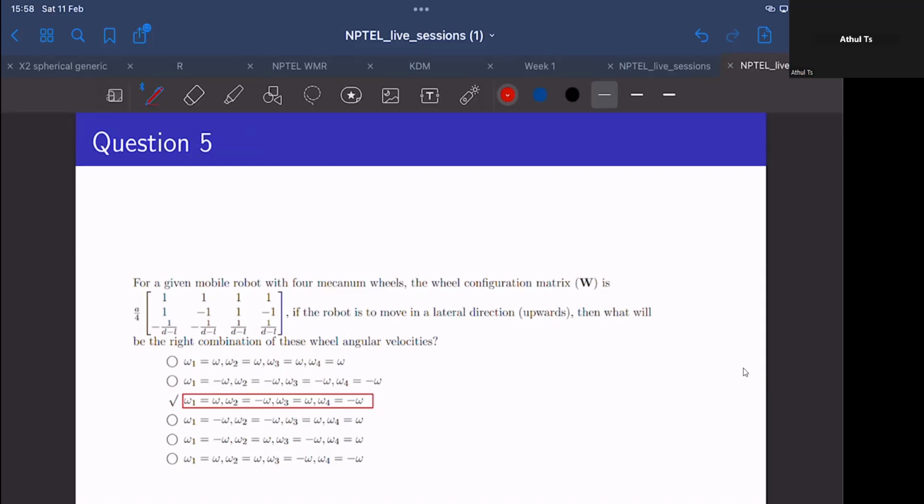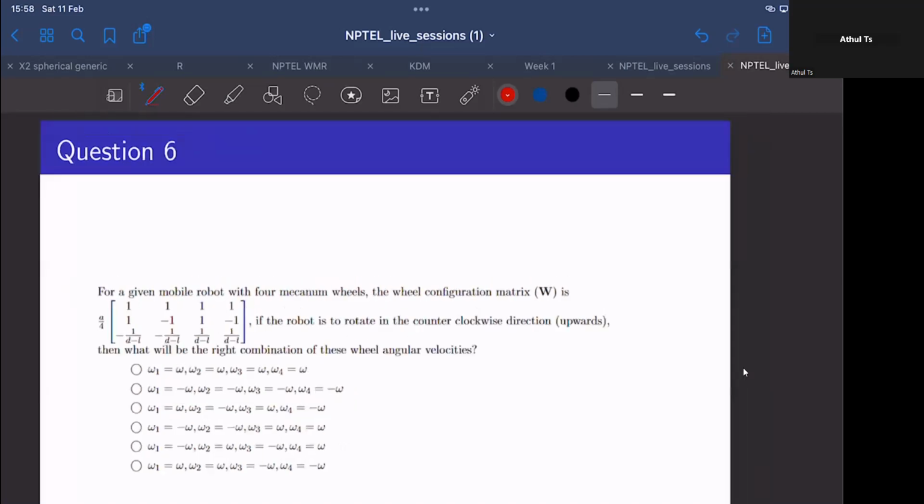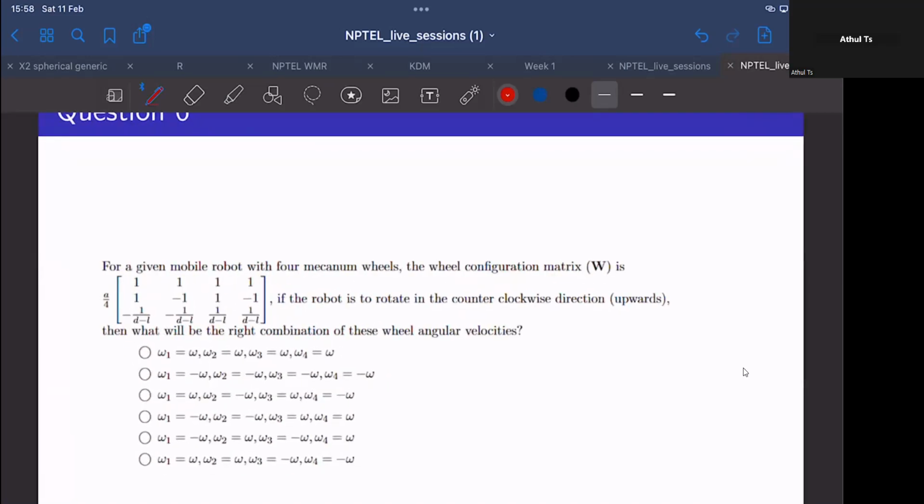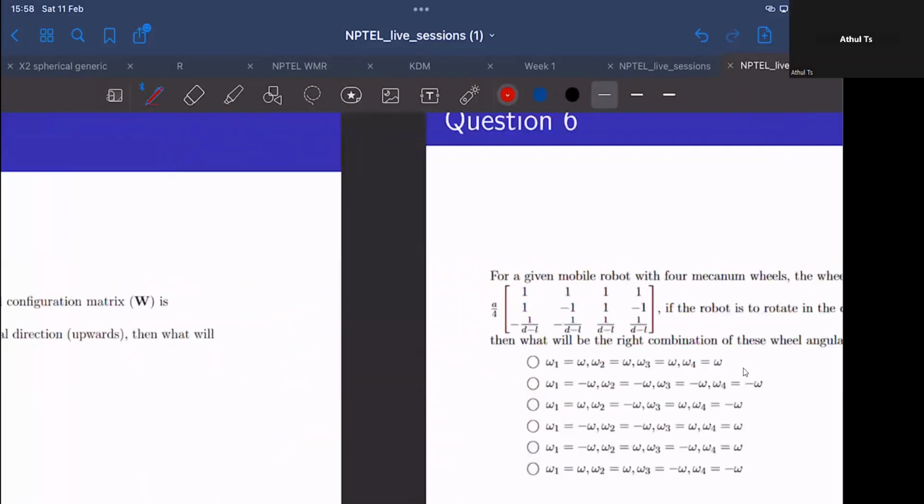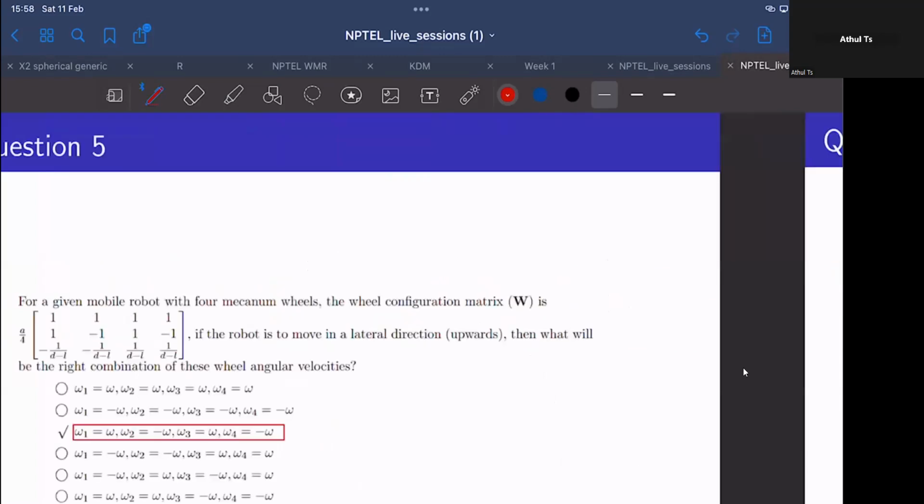So yeah, moving on to question 6. It is also regarding a mechanism wheel mobile robot. So I hope we can simply copy this diagram. It might come useful in our next problem also.